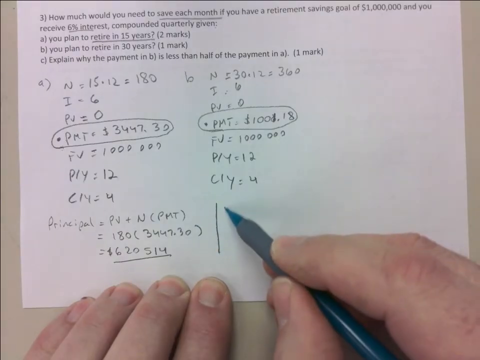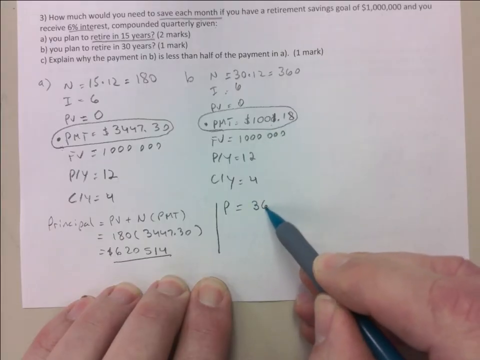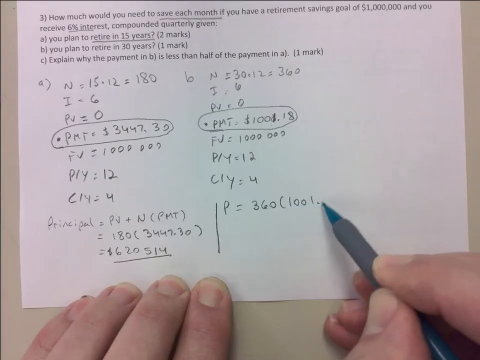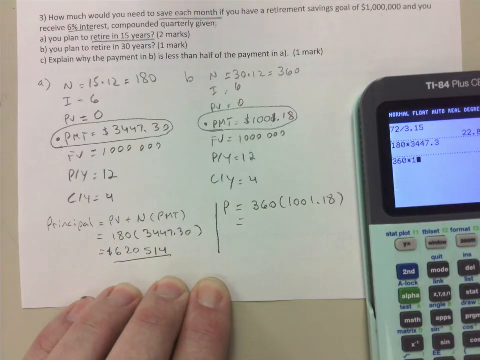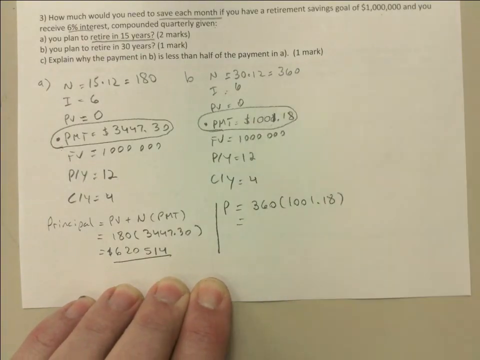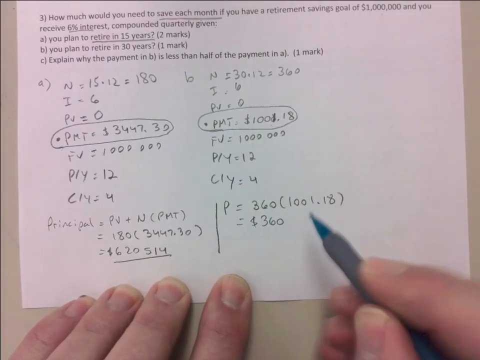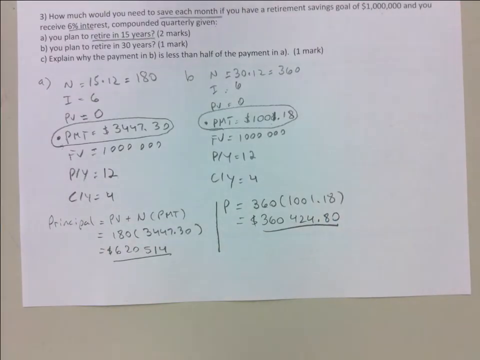What about with option B? How many payments of 1,000 did we make? 360 times 1,001.18. $360,424.80. What does that mean for you guys? Should you wait to save for retirement? Or should you start as soon as possible? As soon as possible, guys.